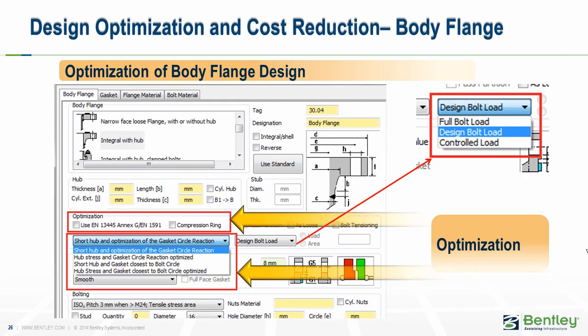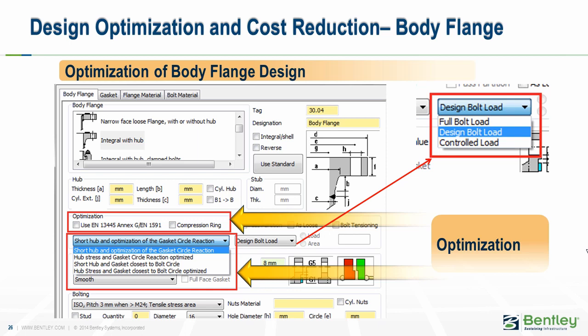Let's talk about optimization of body flange design. Body flanges can be a very expensive component of a pressure vessel, particularly if the material of construction is expensive, for instance, nickel alloys or stainless steel. Hence, performing an optimum flange design is critical for a cost-effective solution.